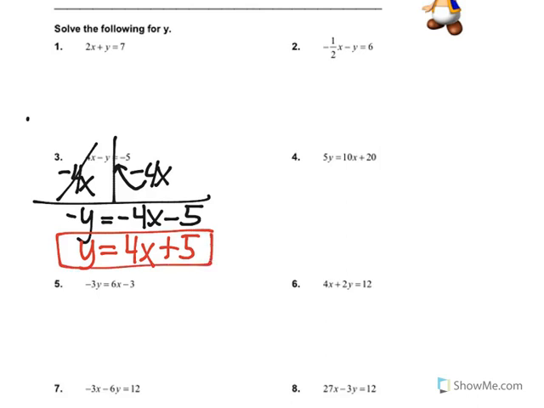And that's the only thing that changes is the sign. Okay, let's try the next one. We want to get y by itself. Well, x is already over on the right side on this one. We don't need to take it over. All we need to do is divide.